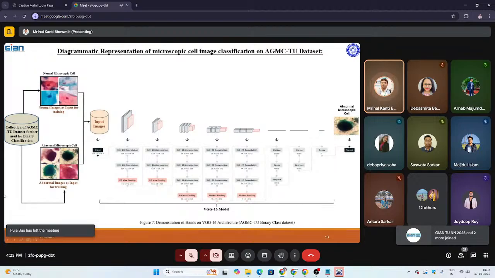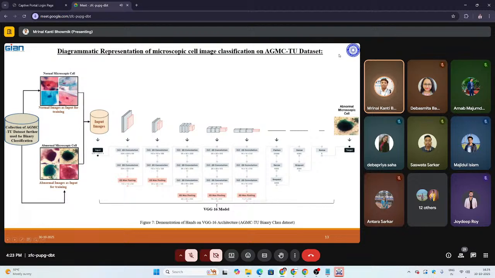So this is the diagrammatic representation of microscopic cell image classification on my AGMC2 dataset. As I have already mentioned earlier, the AGMC2 dataset is a binary classification dataset where it consists of only two classes, abnormal cancerous cells and normal cancerous cells. This is the collection of the AGMC2 dataset for binary classification, where we'll be passing normal, these are the normal microscopic cells.